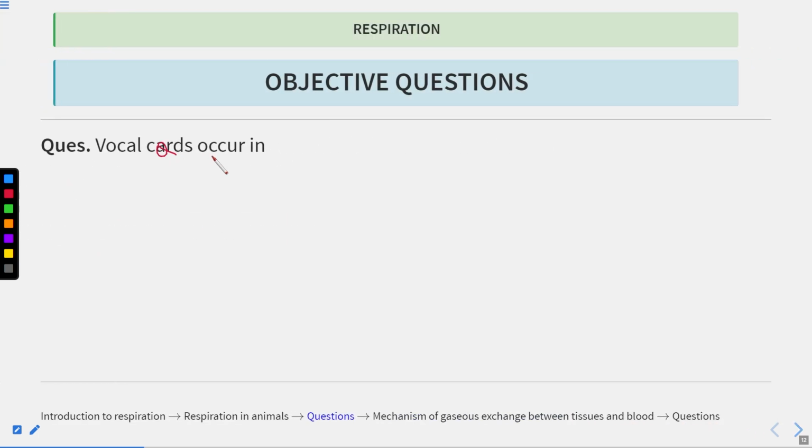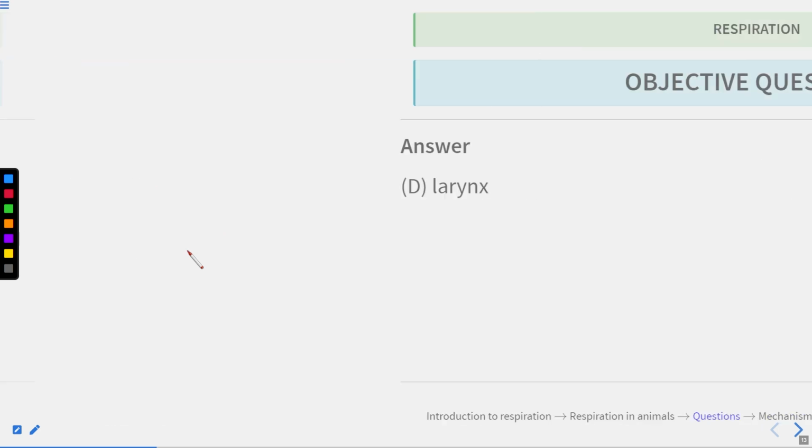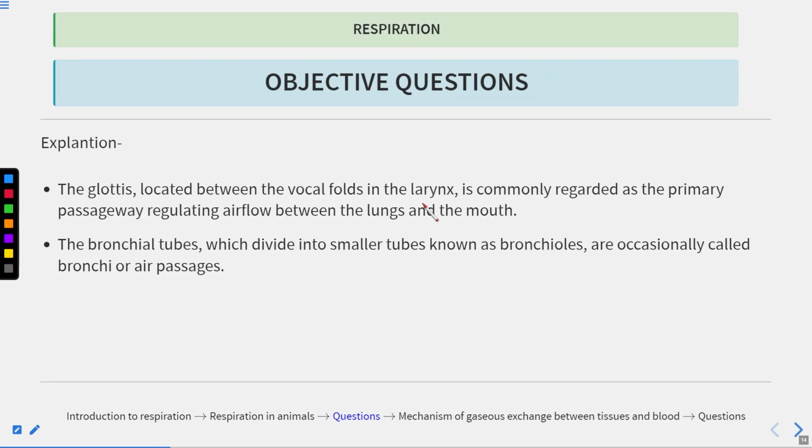Now, next question is, vocal cords occur in pharynx, glottis, bronchial tube, or larynx. What is the correct answer here? You know about the pharynx, glottis, bronchial tube, and larynx. First, let's have a look at the answer. Larynx. The larynx is also known as the voice box, and the vocal cords are present here. Now let's have a look at the explanation.